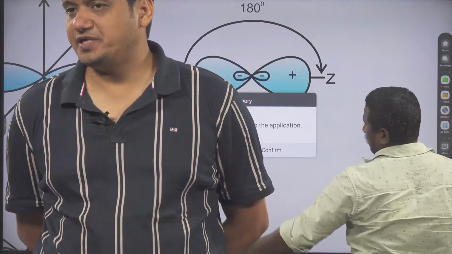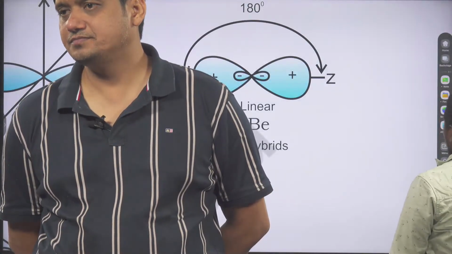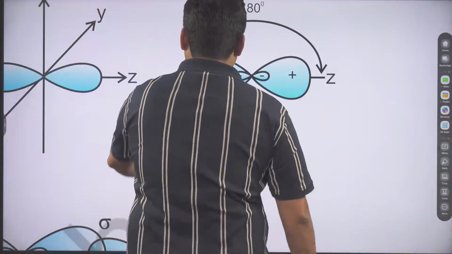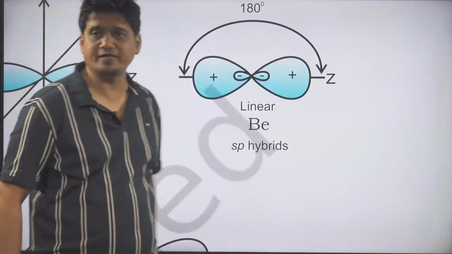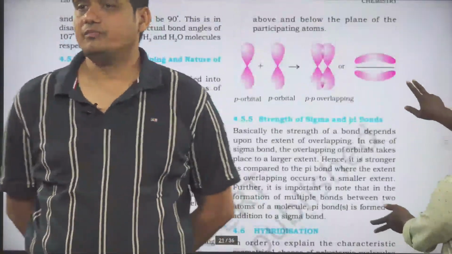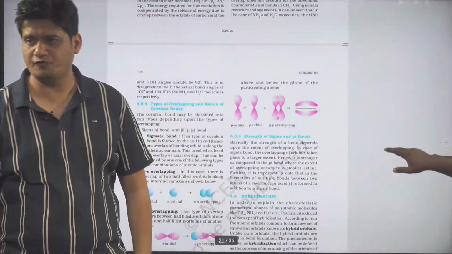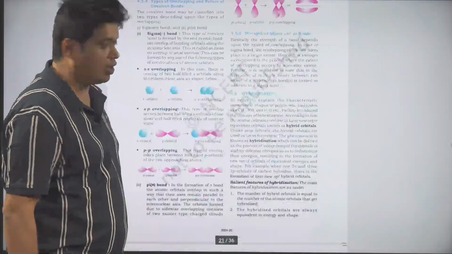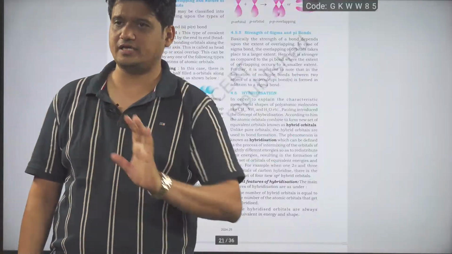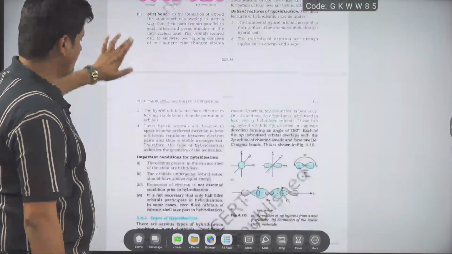So in case of sp3, geometry is tetrahedral. Why tetrahedral? Because why is the name tetrahedral given? Because of 4 faces. What is the bond angle there? 109 degrees 28 minutes. How many 109 degree 28 minute angles? 6 are there.